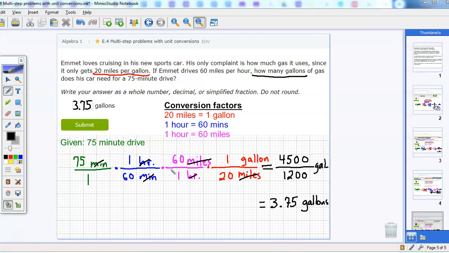All right, 75 times 1 times 60 times 1 is 4,500. And we've got 60 times 20 is 1,200. Divide those two, we get 3.75 gallons of gas.